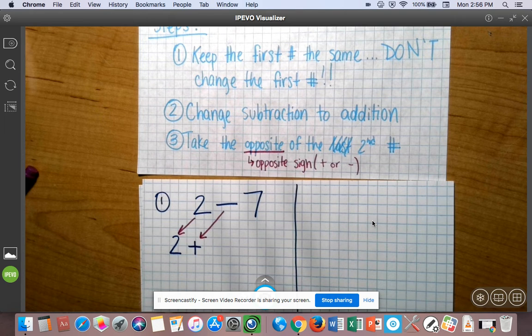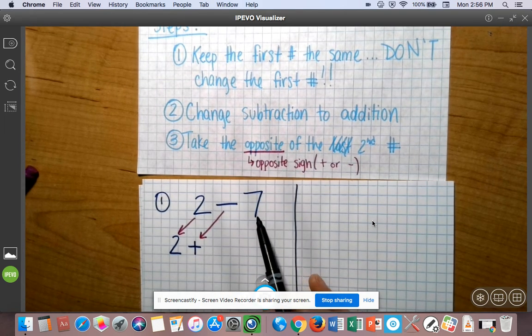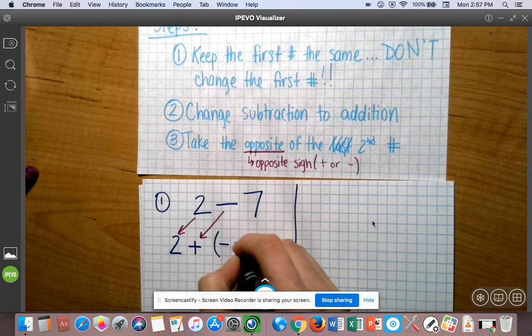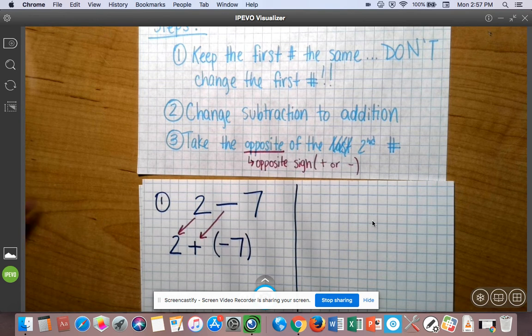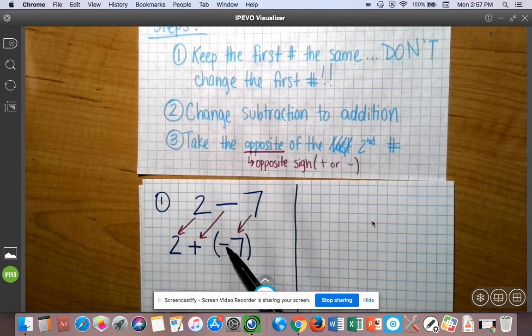And you're doing 2 minus 7. And it says to take the opposite of the second number. Well, if my second number is 7, the opposite of 7, positive 7, is negative 7. So my 7 is kind of turning into negative 7. 2 plus negative 7 is equal to 2 minus 7.